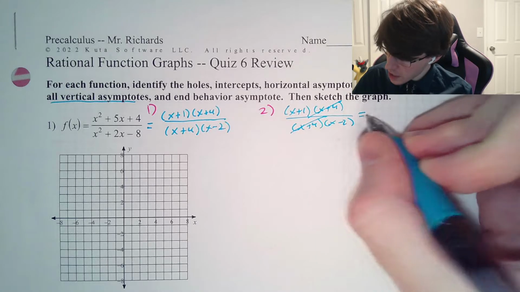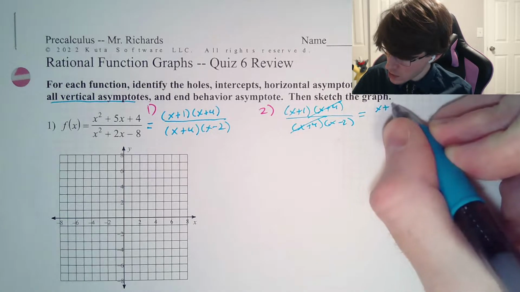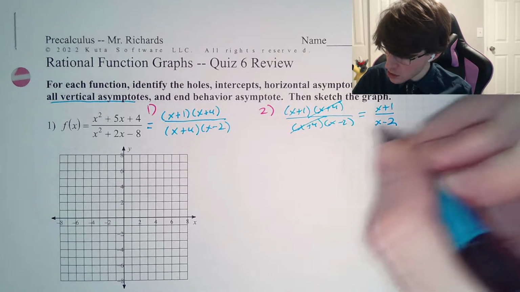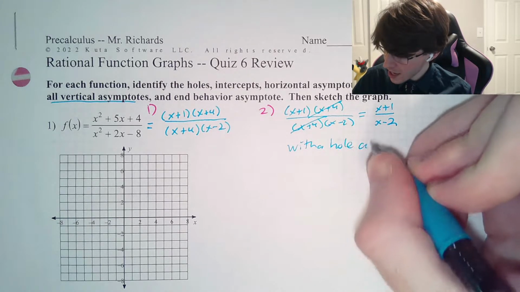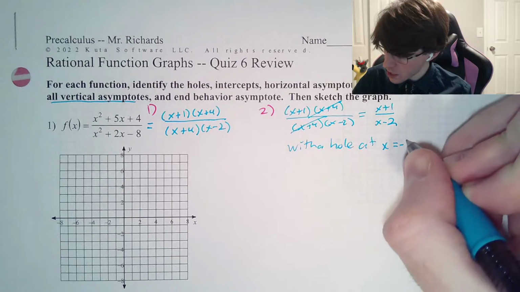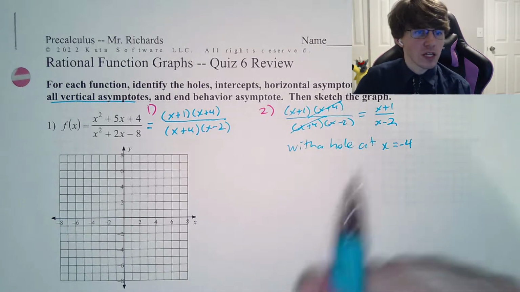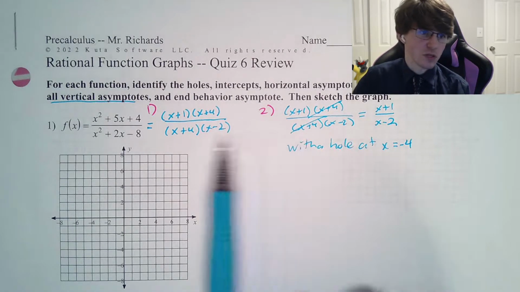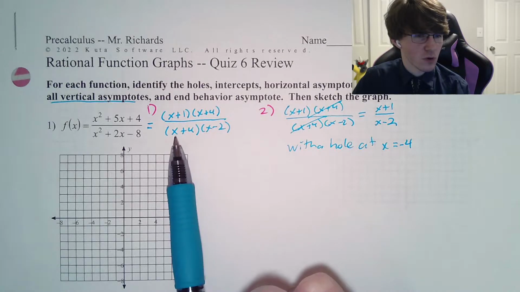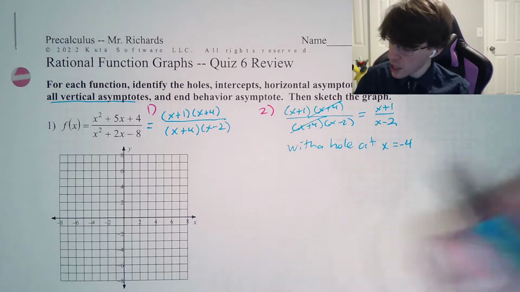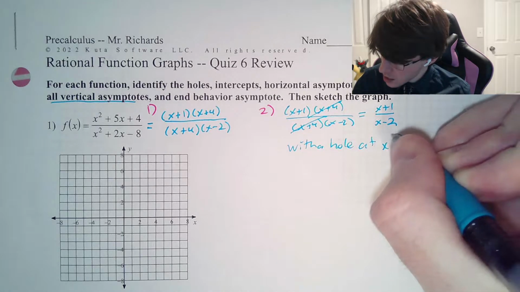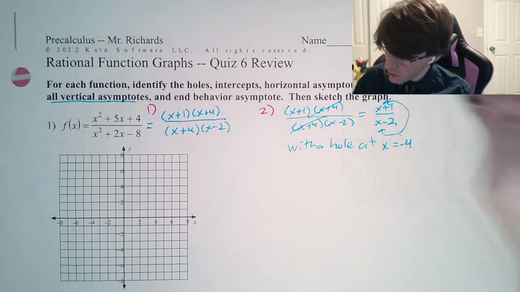We can rewrite this function as x plus 1 over x minus 2 with a hole at x equals -4. Specifically, it is the zero of the cancelled factor. So you're taking that +4, it's -4 plus 4 gives you 0. That is where that hole is going to occur. And then you plug that -4 into both of the x's.